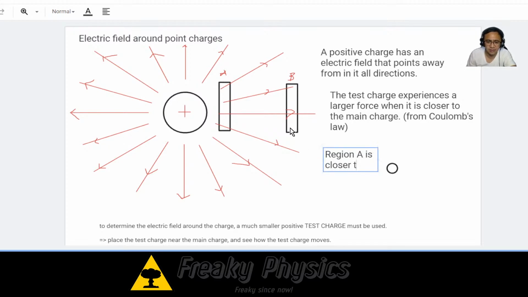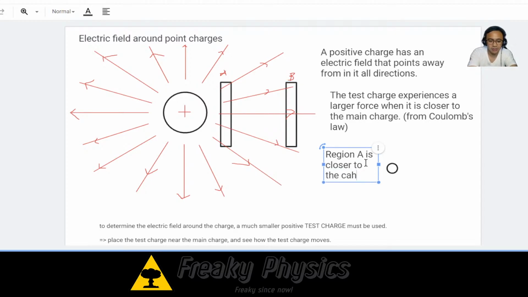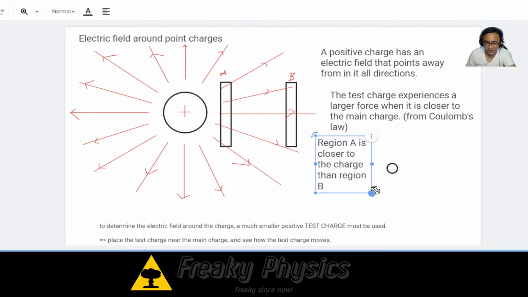Actually, I think I should make it a bit bigger. Okay, and a bit narrower. That's the narrowest it can get. So okay, region A is there. Okay, region B is gonna be here. Okay, so again, region A is closer to the charge than region B, right? Okay, so that is obvious.